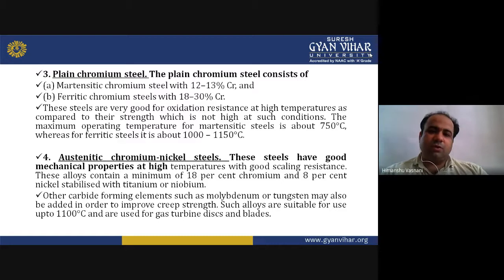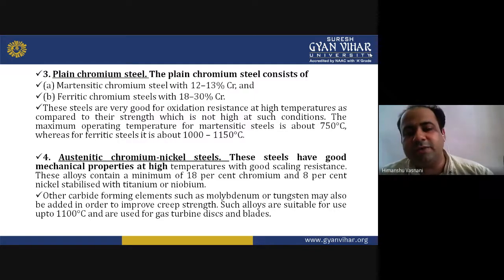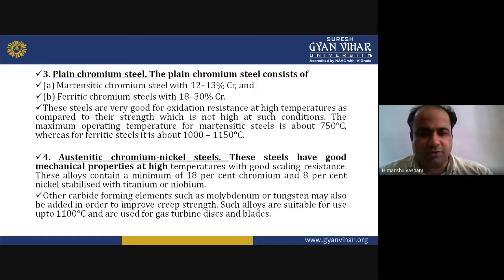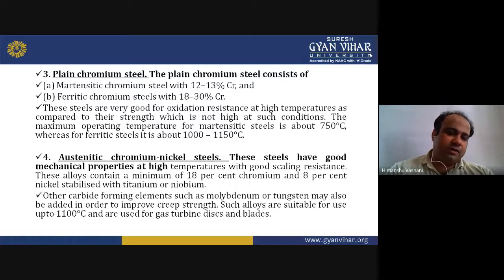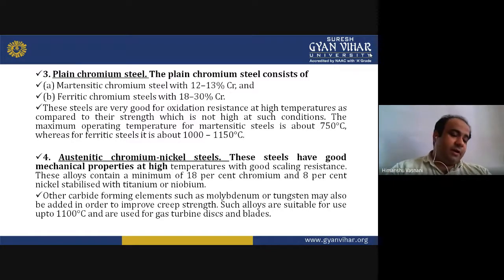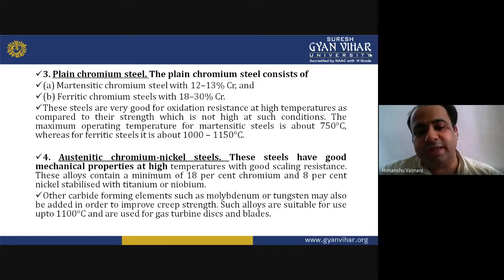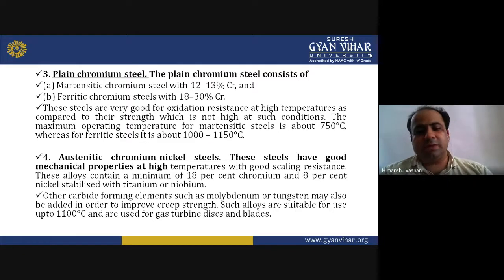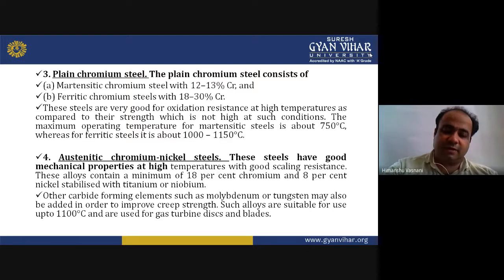Such alloys are suitable for use up to 1100 degrees centigrade and are used for gas turbine discs and wheels. So you can see that the addition of an element to a particular alloy adds to some property and to some applications also. Addition of molybdenum or tungsten in these alloys has helped improve the creep strength and made them suitable for temperatures up to 1100 degrees centigrade, and they can be used in gas turbine discs and wheels.